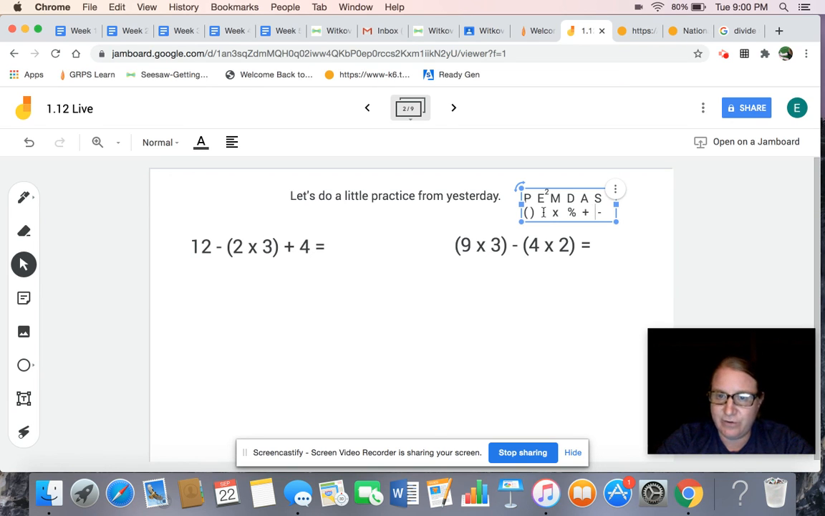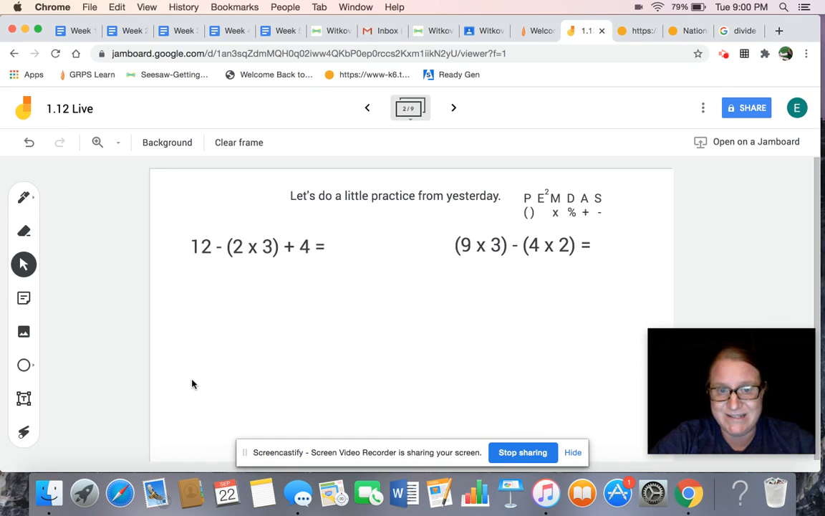So there we have it, folks. Please do things in this order. You will not have any exponents today, so don't worry too much about it. But we will have parentheses, multiplication, division, addition, and subtraction. So with that being said, let's do the first one.